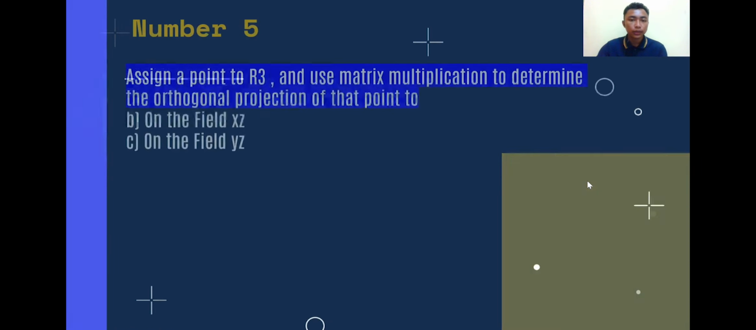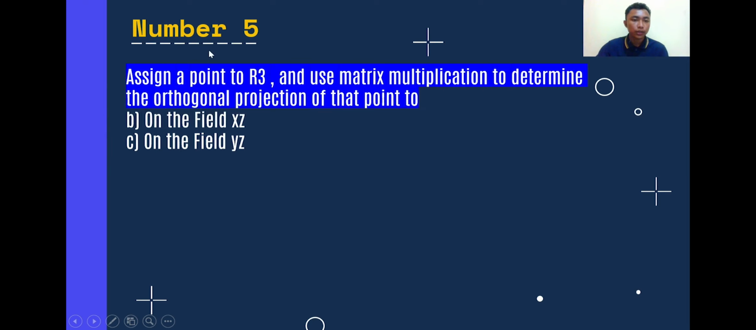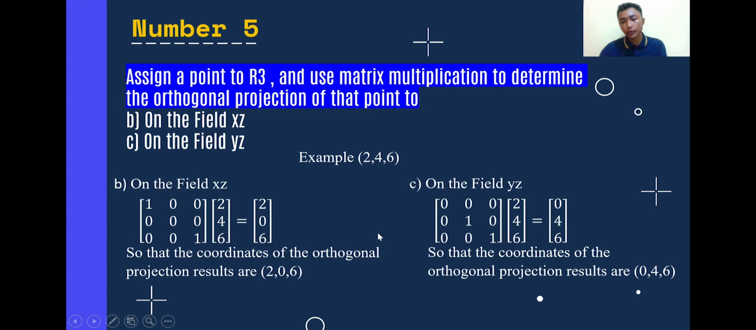And next, question number 5: assign a point in R3 and use multiplication to determine the orthogonal projection of that point onto the xz plane and the yz plane. And the answer is like this. I think it has the same algorithm as in R2, but this is in R3, so the result will be like this.